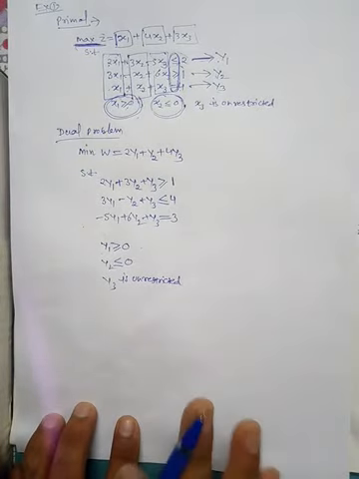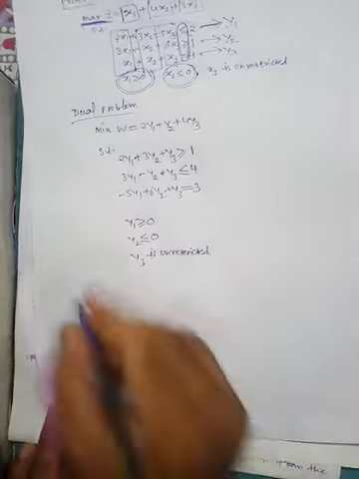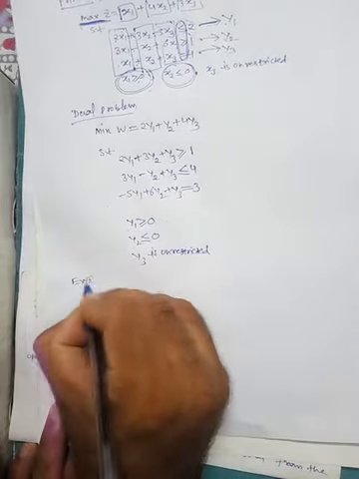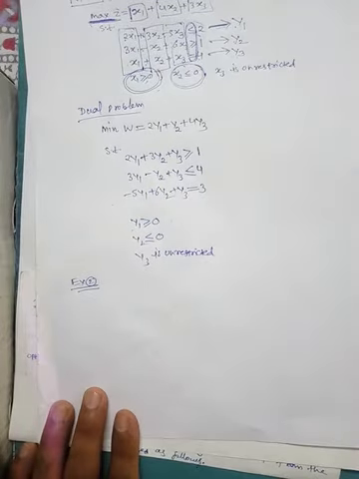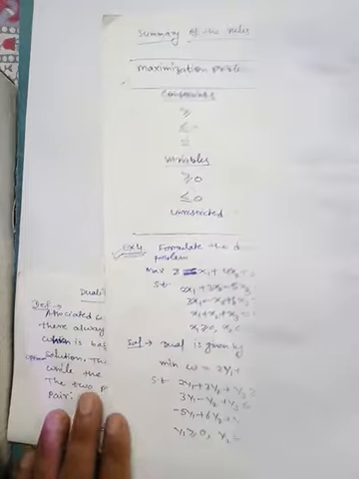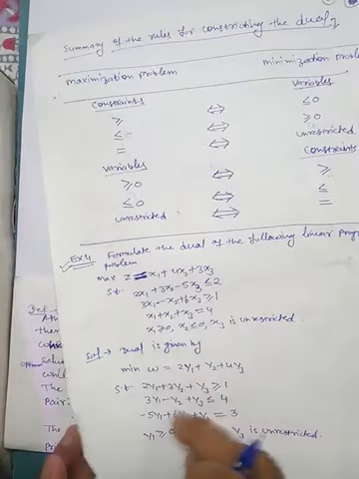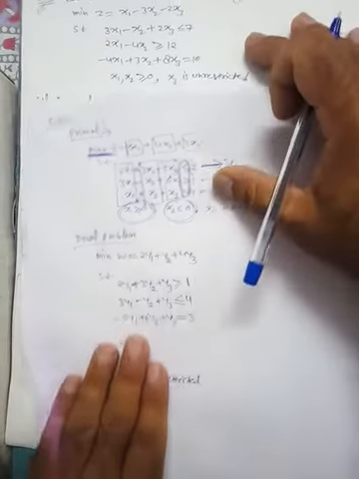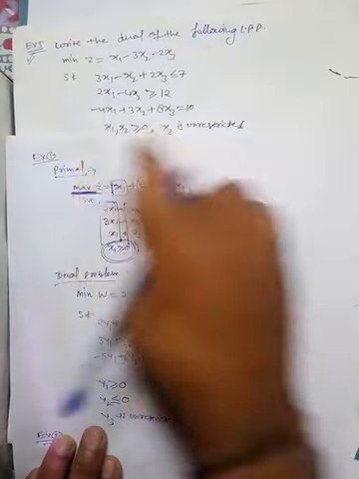I think you understand. Let us see another example. Example number 2, which is basically a minimization problem. So here the problem is this. This is our primal problem. Now write down the dual.